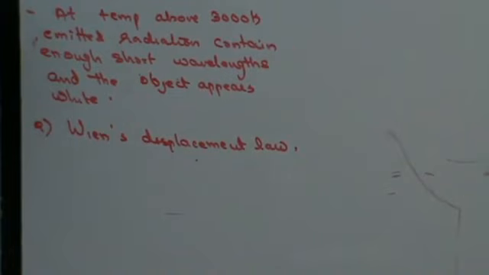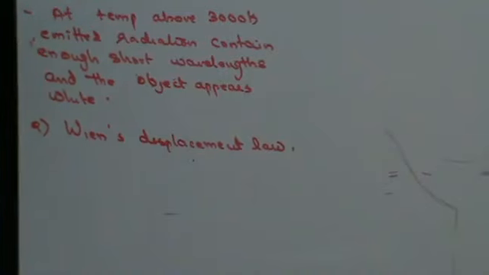Wien's displacement law says that the wavelength that corresponds to the maximum energy of a black body is inversely proportional to the absolute temperature, right? So as the absolute temperature increases, the wavelength that carries maximum energy will go on decreasing. Fine, do we get this? Let's write this down, guys.